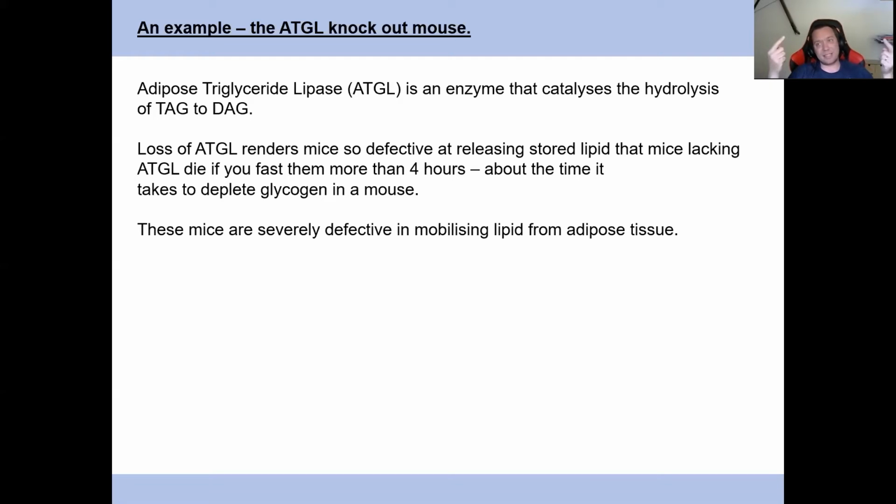So we're going to delete ATGL. ATGL is adipose triglyceride lipase, an enzyme that catalyzes the hydrolysis of triglyceride to DAG in multiple organs, particularly in adipose tissue. Loss of ATGL will render mice so defective at releasing stored lipid that if you lack ATGL, you will die within 4 hours as a mouse if you are fasted. That's about the length of time it takes to deplete all your glycogen stores. So you basically deplete all your glycogen stores, and then you're out of nutrients and you will die. These mice are extremely defective in mobilizing lipid from their adipose tissue.